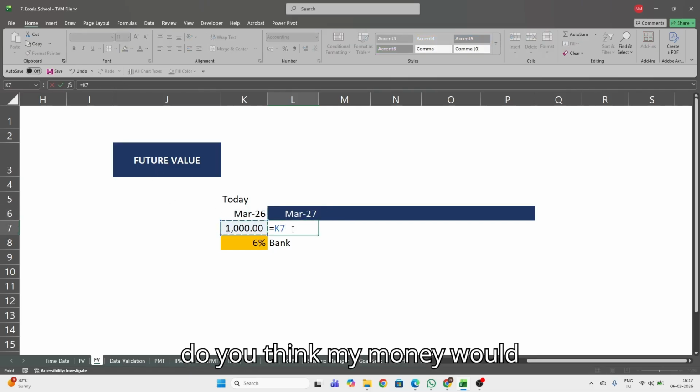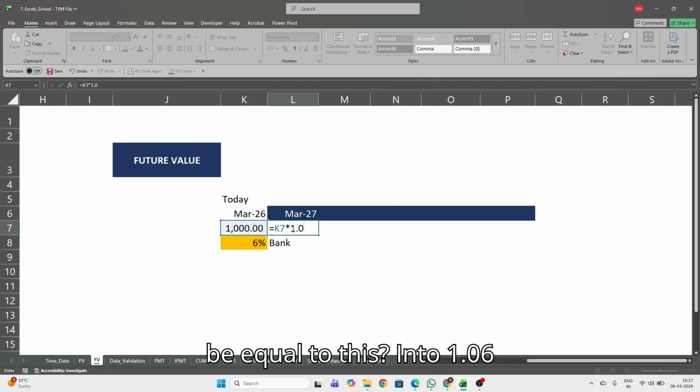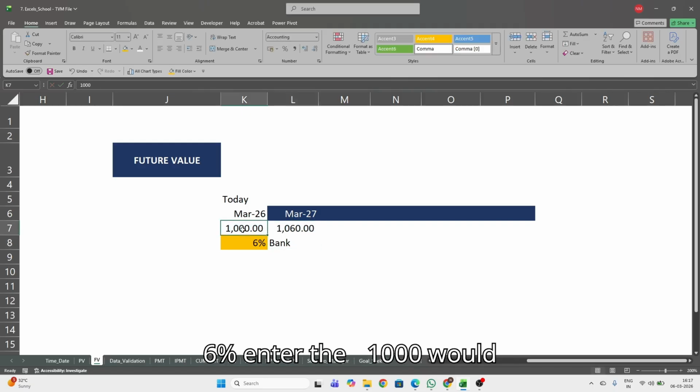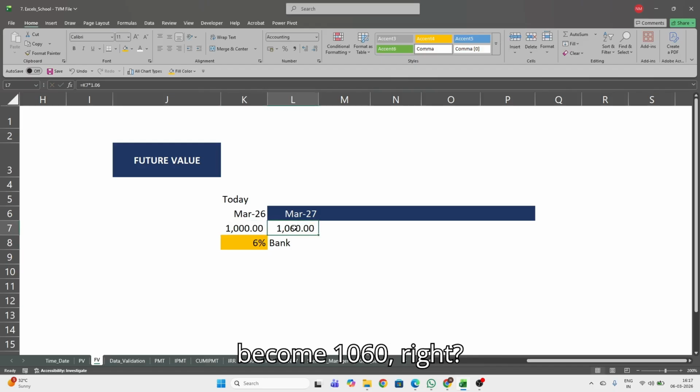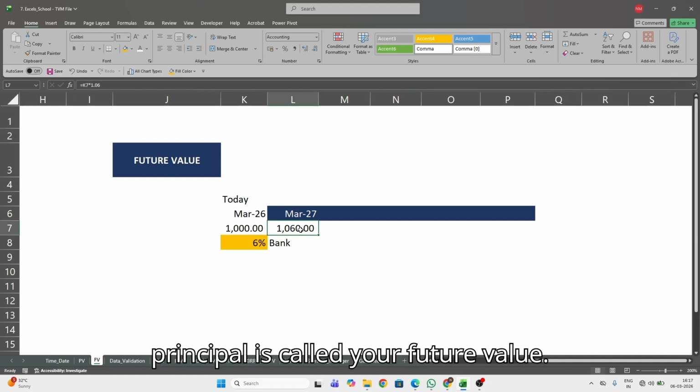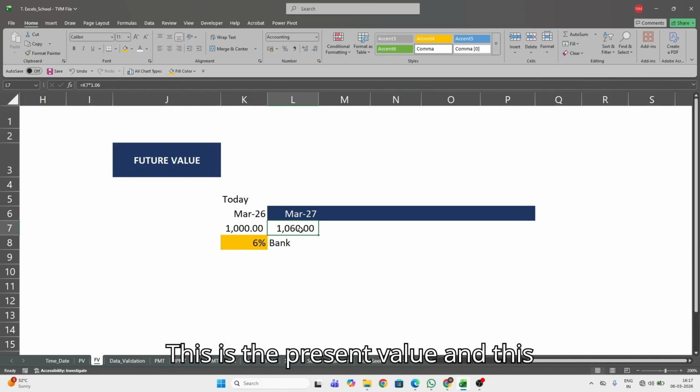Equal to this into 1.06, that is 6% interest, the investment increased by 6%. The 1,000 rupees would become 1,060, right? This increase of interest with the principal is called your future value. This is a present value and this is a future value.